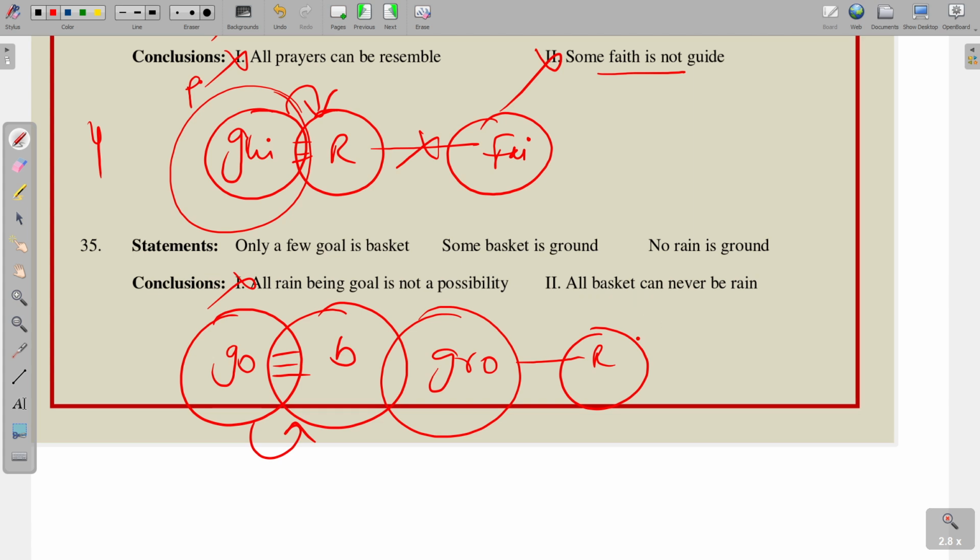All basket can never be rain. So basket here and rain here. Suppose if all basket rain, we cannot establish some relation here, so second one does not follow. But here it says can never be, so if it is can never be, definitely it follows. If it is can be, it does not follow. So second one definitely follows. Option 2 is the answer.